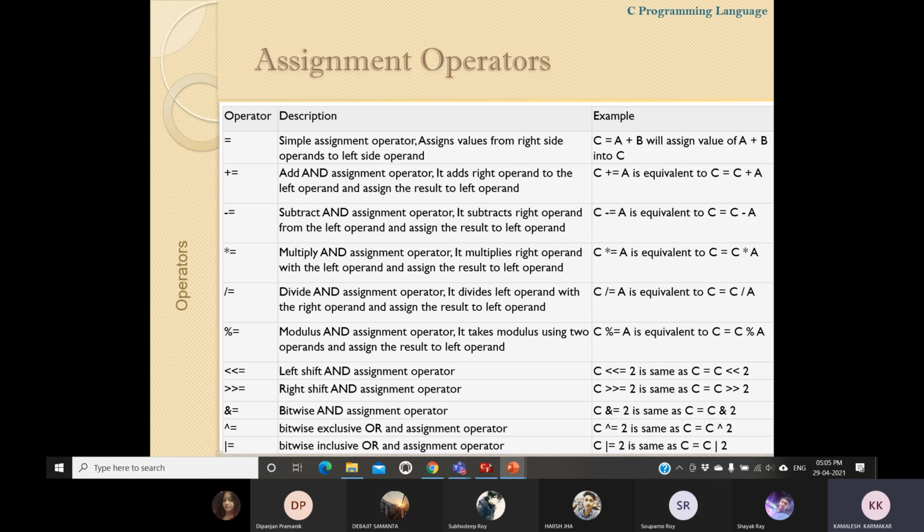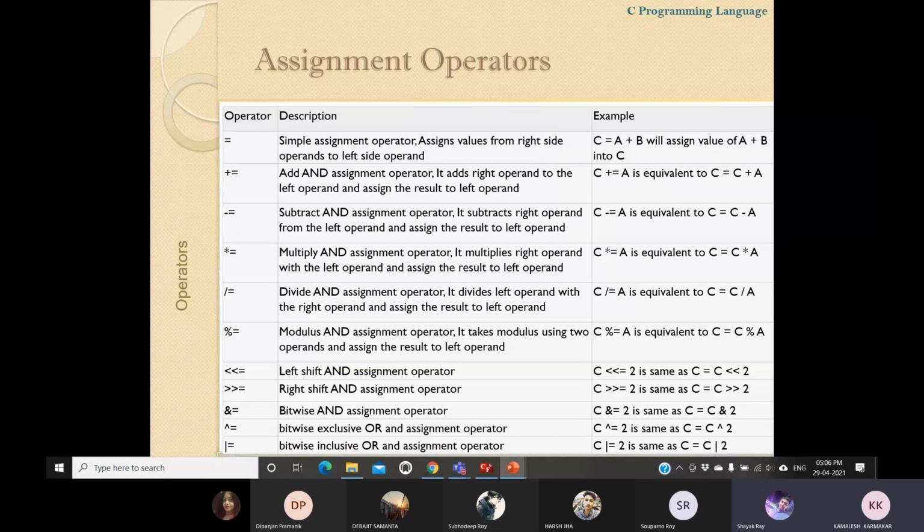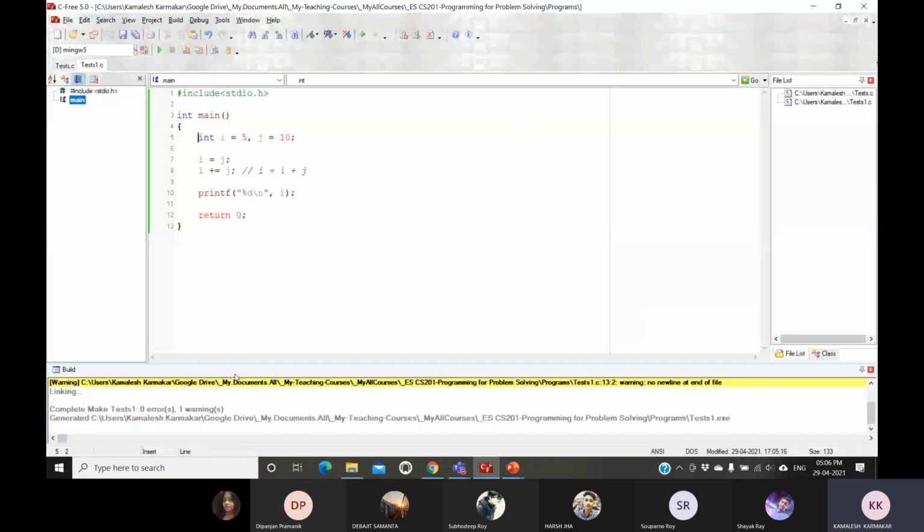Now the next thing, less than equals, greater than equals. When I discuss bitwise operators, at that time I will discuss these operators again. Left shift or right shift, if you know, then we can discuss, we don't have any problem. Before going to bitwise operator, I want to show you something.